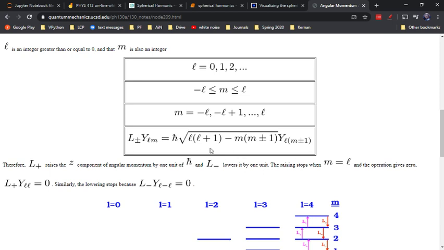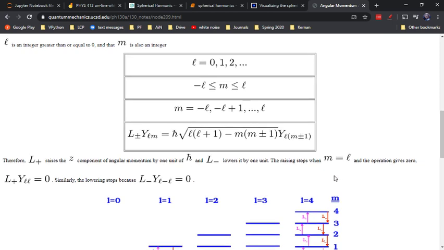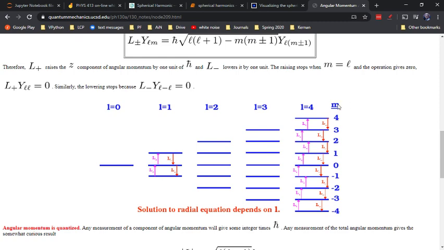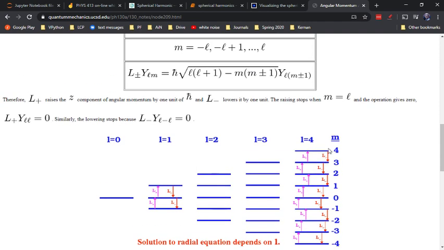Now, this thing has to terminate, right? Because for M, you can't go any higher than L or any lower than negative L. And so that's what this piece is here for. This piece is here to cut it off if you ever try to get above the maximum or below the minimum. This thing in the square root will end up giving you 0, right?